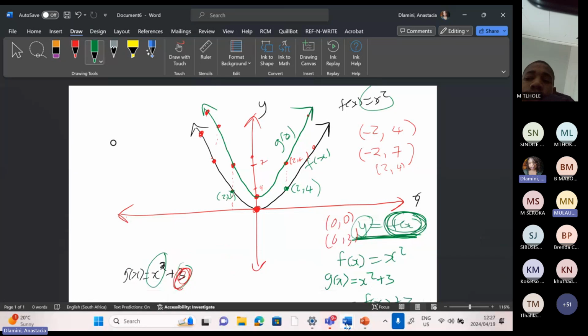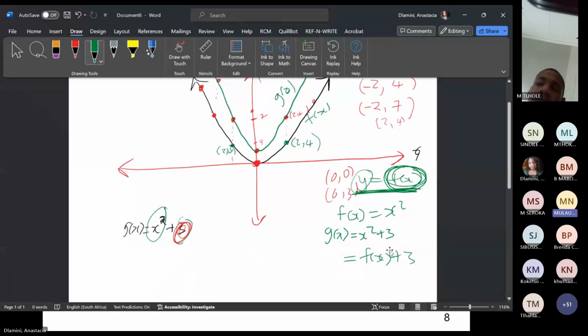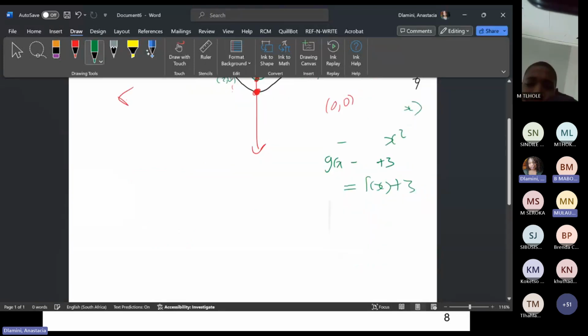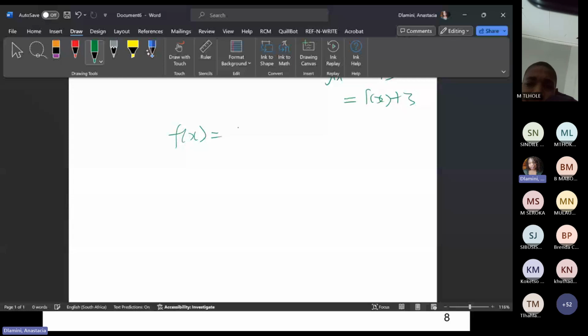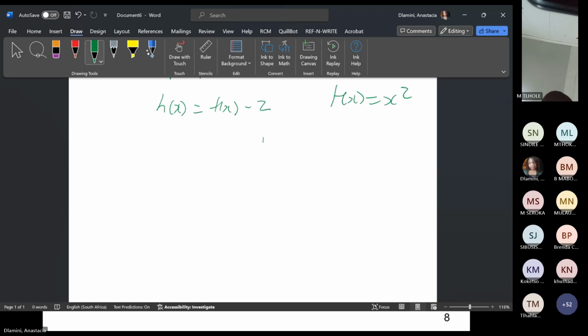Now, what was the other question? This f of x equals x squared minus 2. So they're saying f of x is equal to x squared minus 2, but it can't be f of x. What is it? It's h of x, because they gave us that f of x is equal to x squared. So to get h of x, we take f of x and subtract 2. So it's f of x minus 2, meaning for every value of y, we need to subtract 2.